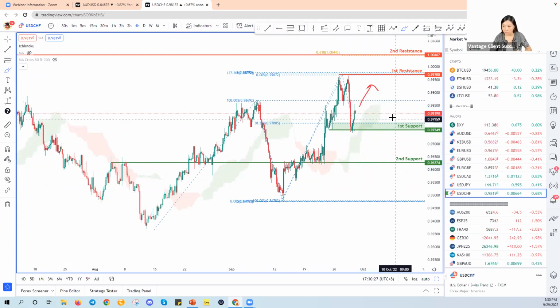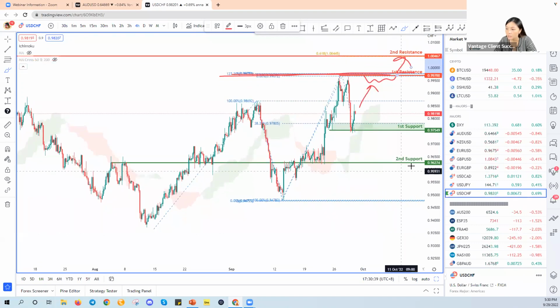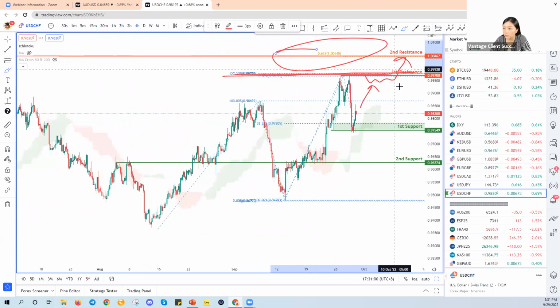Okay, so if price actually comes up here, you might see some resistance at this 127.2 level, right? Before it breaks out to test my second resistance. And at this second resistance, you are expecting a lot of commotion, a lot of resistance as well, because this is my 61.8% projection, as well as my previous swing high in June 2022.